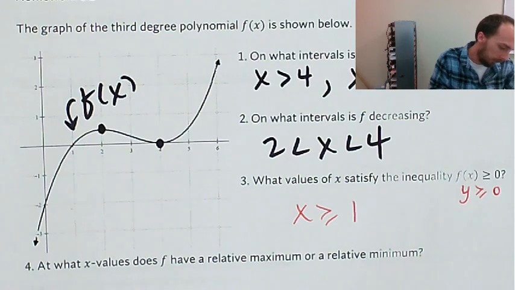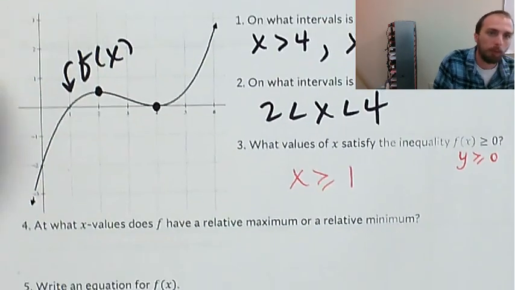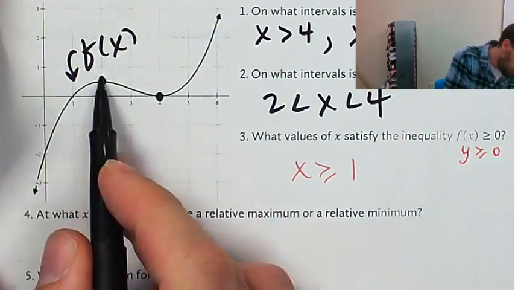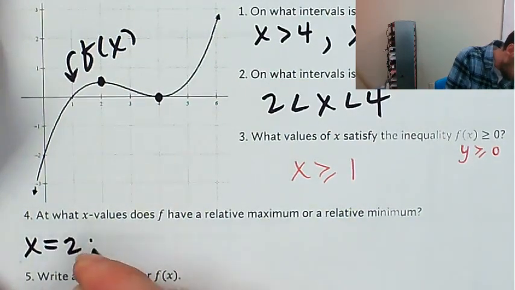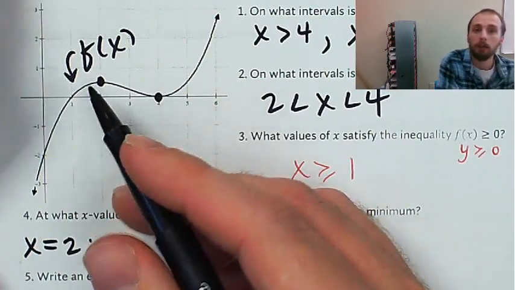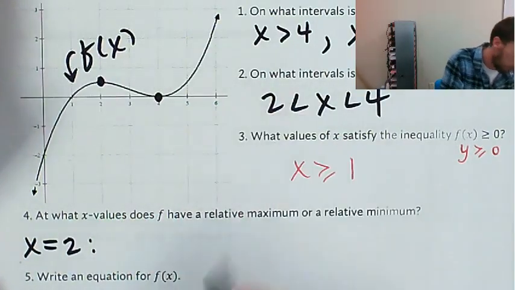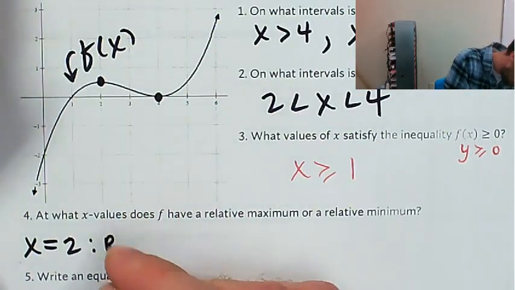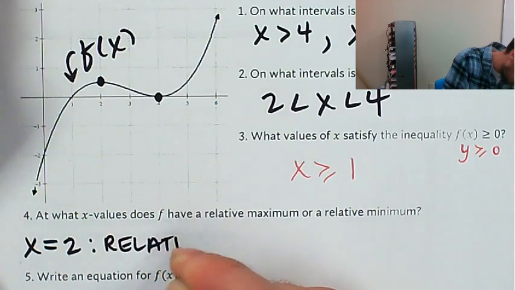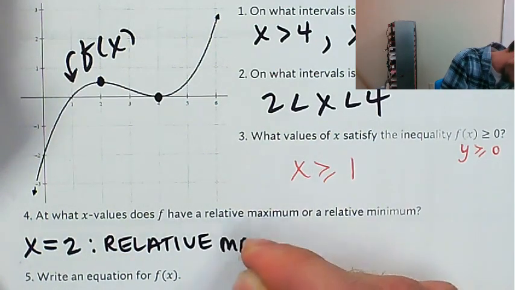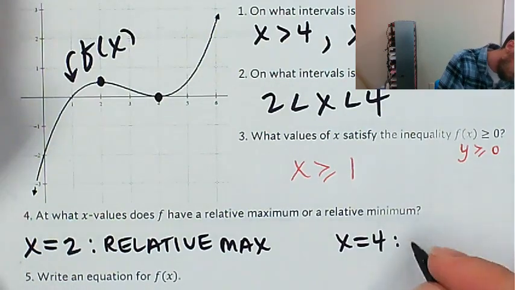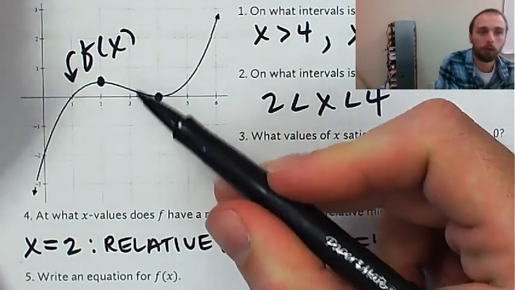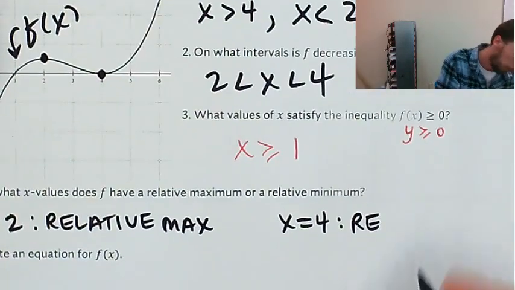What x values does f have a relative maximum or a relative minimum? Well, I've got them labeled here, so I've got x equals 2 and x equals 4. So x equals 2 is a relative maximum because the graph goes from increasing to decreasing. And then x equals 4 is going to be a relative minimum because the graph goes from decreasing to increasing.